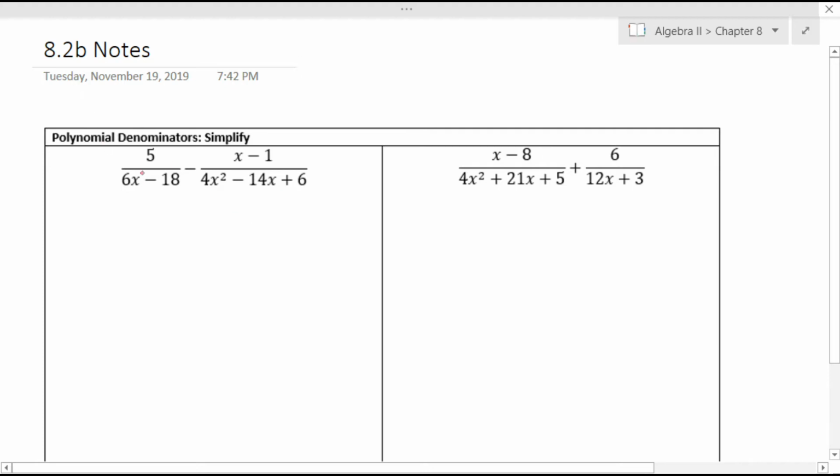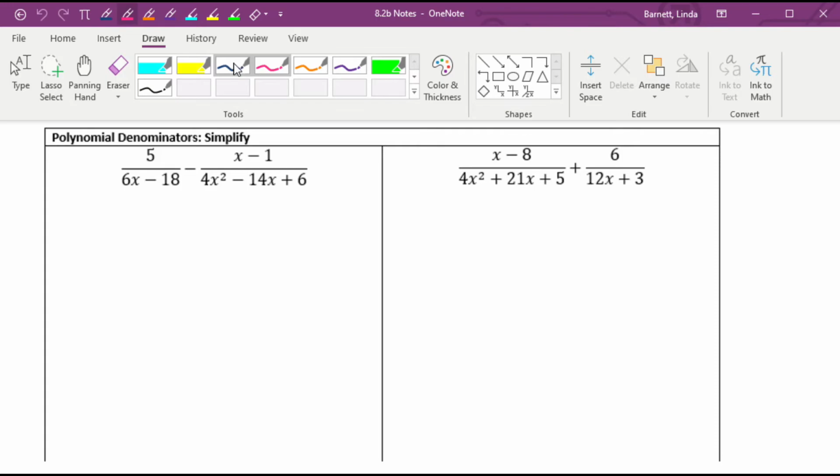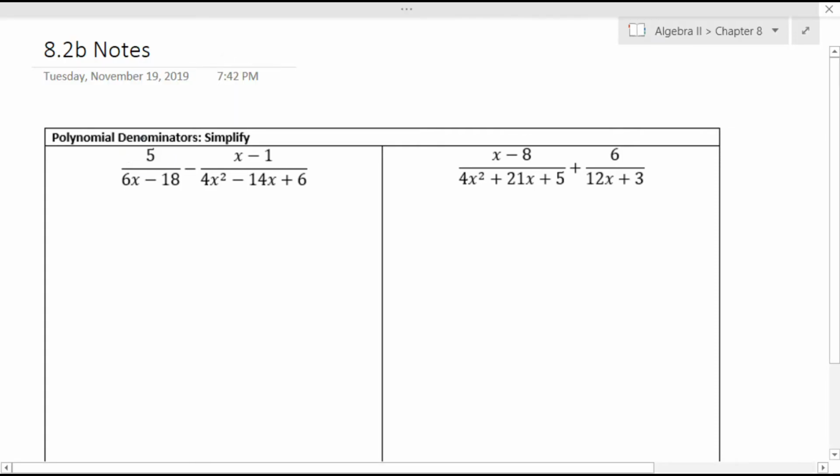All right, first, let's factor this first one. 6x minus 18, I'm just looking at the bottom, is going to factor into 6 times x minus 3. That one wasn't so bad. This one, the first thing I see is that they all have a 2, so if I factor out a 2, I'm left with 2x squared minus 7x plus 3.